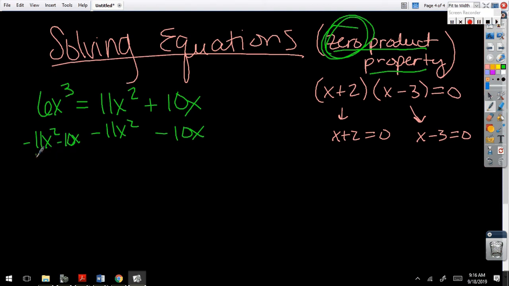And even though this is not a quadratic to be factored, I am still, guys, I'm seeing a lot of phones out. If y'all will put those away and pay attention, please.